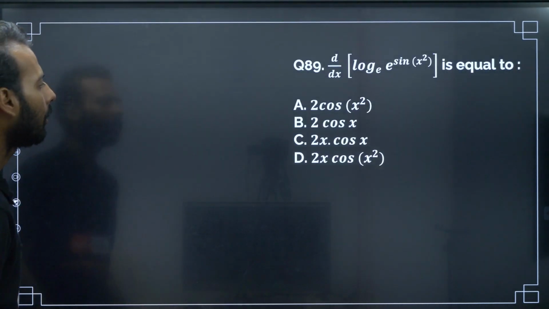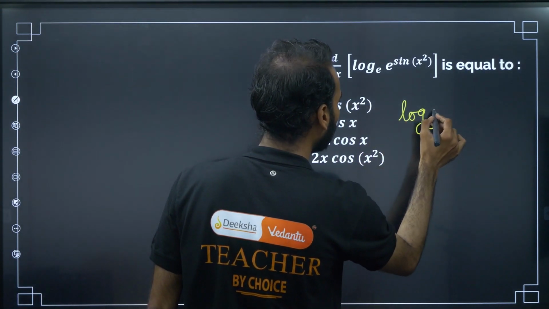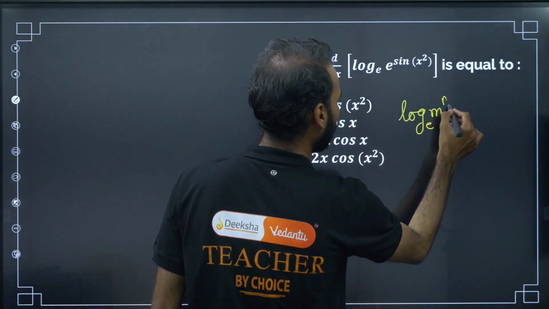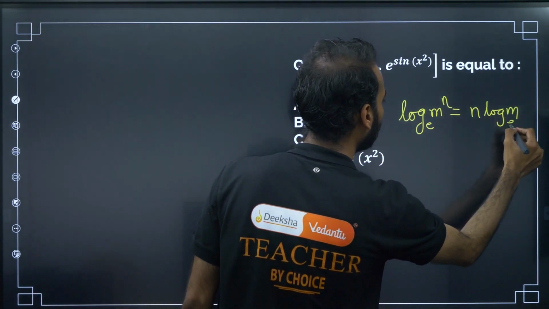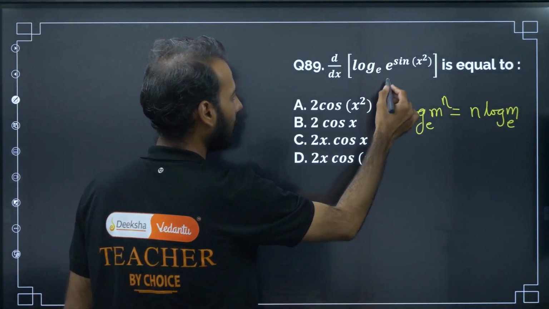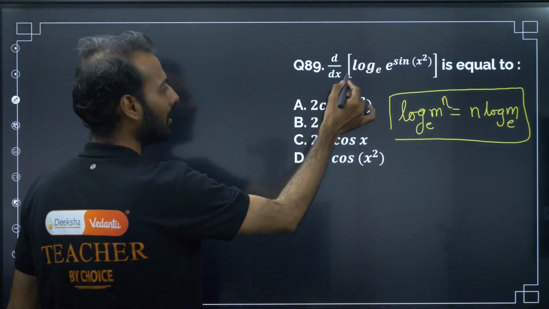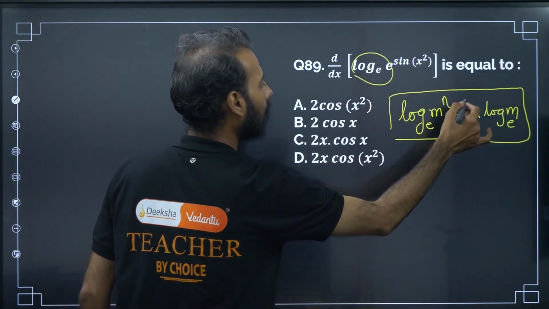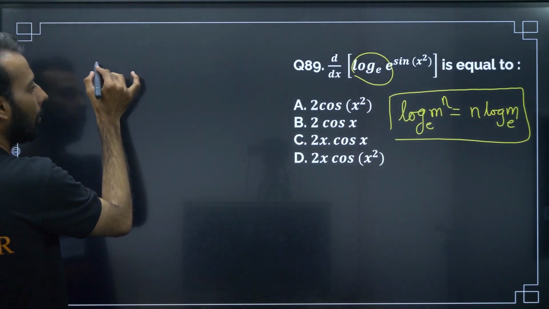Next, moving to next, d by dx of log. So try to recall one property: log of m to the power n, we can write as n log m. Properties of logarithm, you might be aware of this property. Log of something to the power something will be equal to this, we can write here.